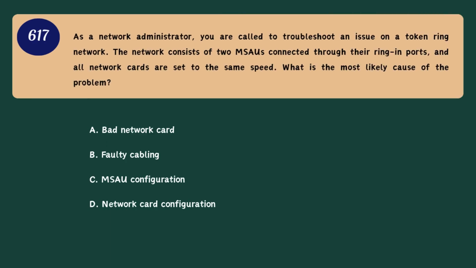Question 6-17. As a network administrator, you are called to troubleshoot an issue on a token ring network. The network consists of two MSAUs connected through their ring-in ports, and all network cards are set to the same speed. What is the most likely cause of the problem? A. Bad network card. B. Faulty cabling. C. MSAU configuration. D. Network card configuration.